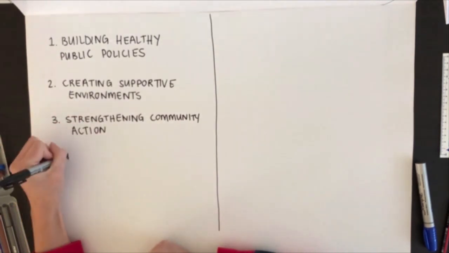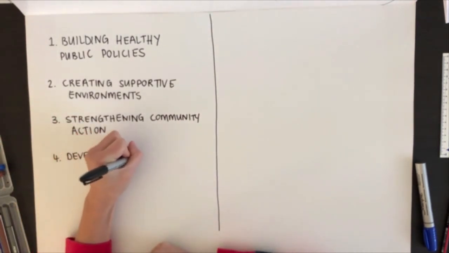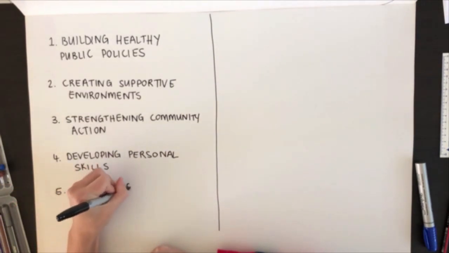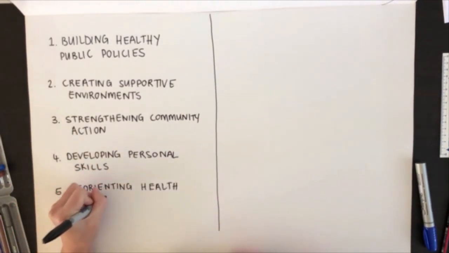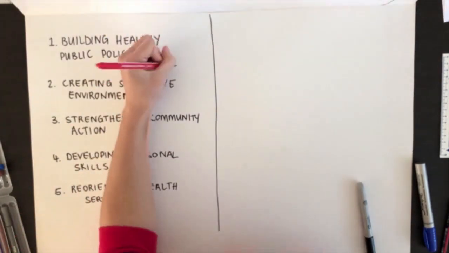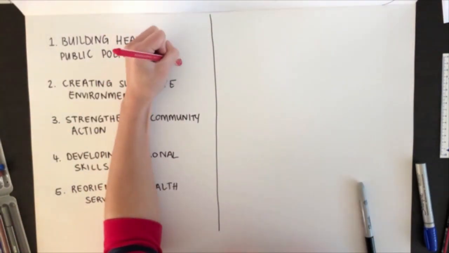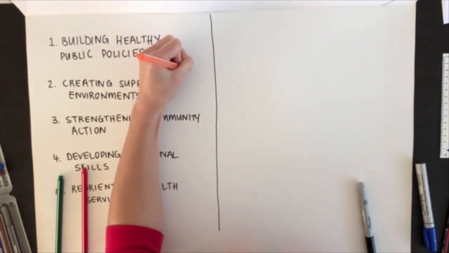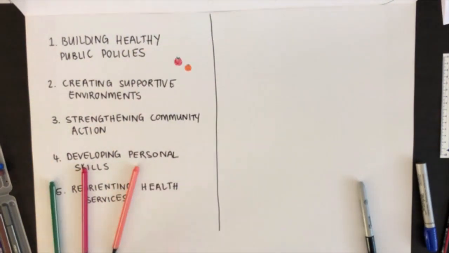Creating supportive environments. The protection of the natural and built environments and the conservation of natural resources must be addressed in any health promotion strategy. Strengthening community action. This requires full and continuous access to information and learning opportunities for health, as well as funding support.